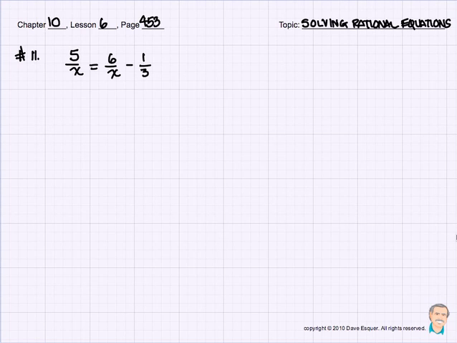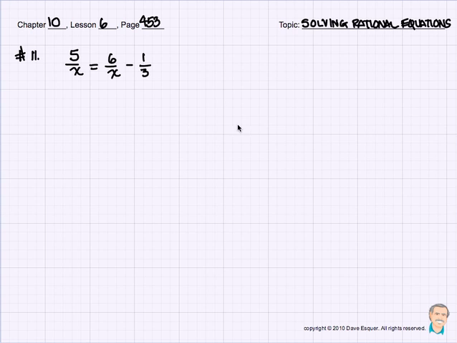Good morning. Chapter 10, Lesson 6 is on pages 453 and 454. We're going to be solving rational equations, which means we're going to have equations, not just expressions. There are going to be equal signs involved. So let's start off with something simple like number 11: 5 over x is equal to 6 over x minus 1/3.